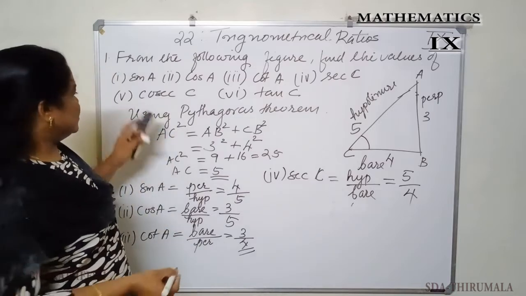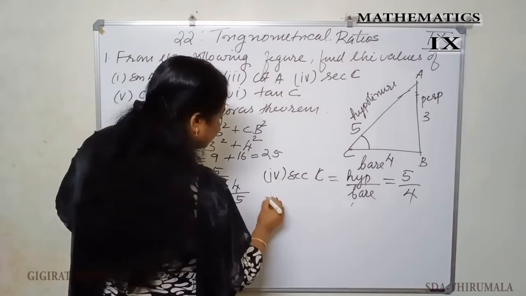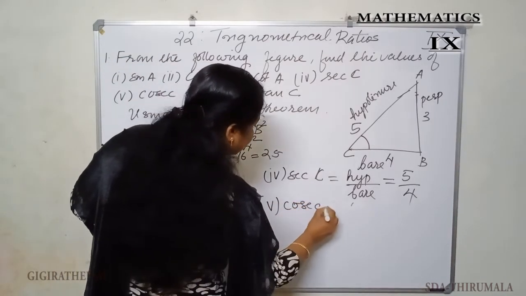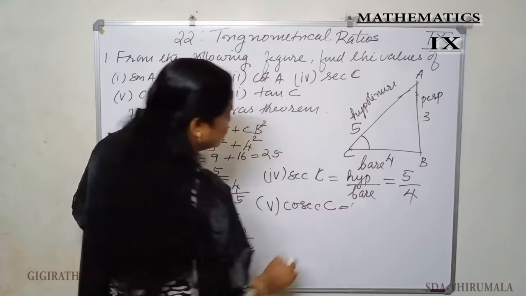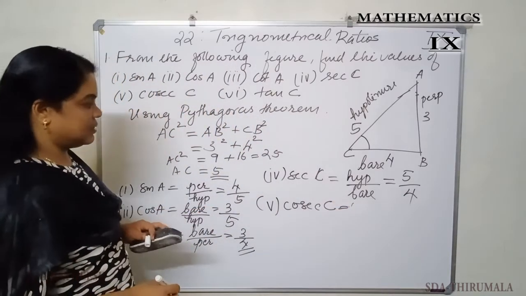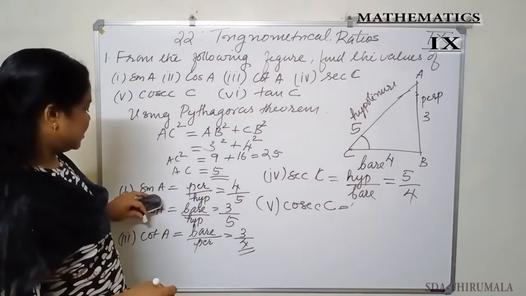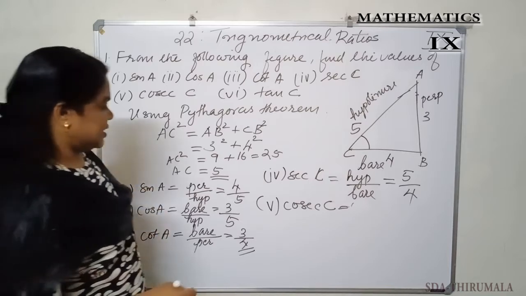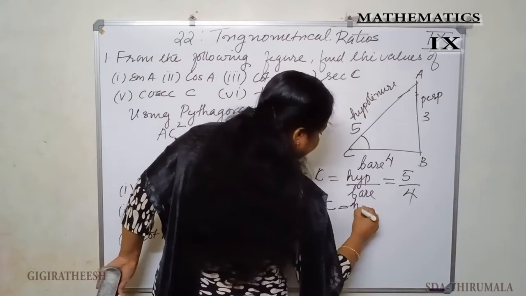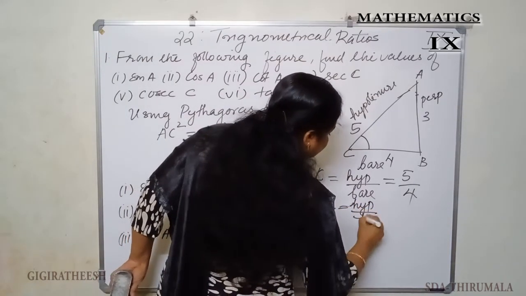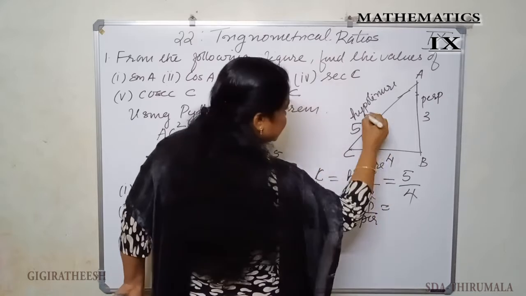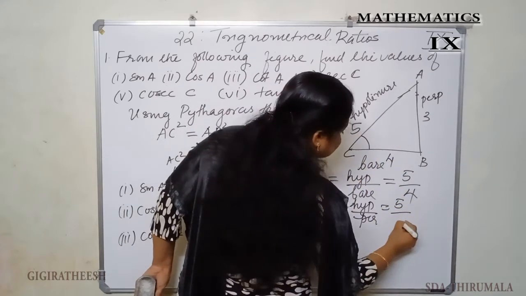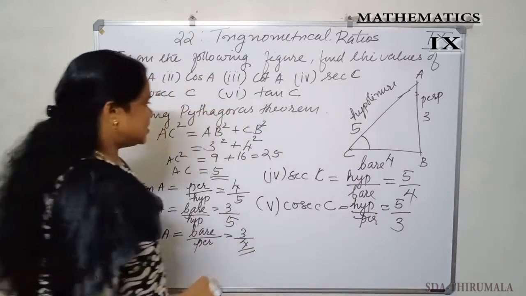Then the fifth question is cosec C. We know that cosec is the reciprocal of sine, that is hypotenuse by perpendicular. Hypotenuse by perpendicular is 5 by 3.